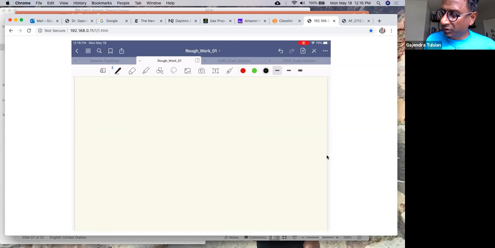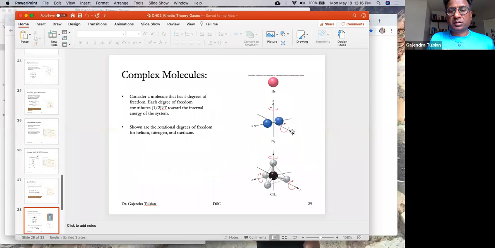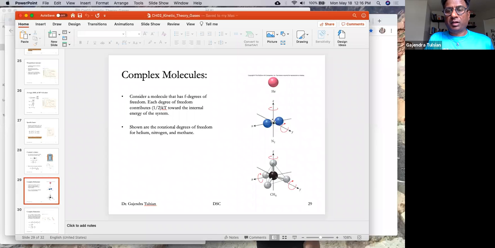Now let's say we have an ideal gas, and each molecule has F degrees of freedom. So what does that mean, F degrees of freedom? Let's look at various molecules. Here is a helium atom. This is a noble gas. All this guy can do is move in the X, Y, Z direction. So this guy has only 3 degrees of freedom.